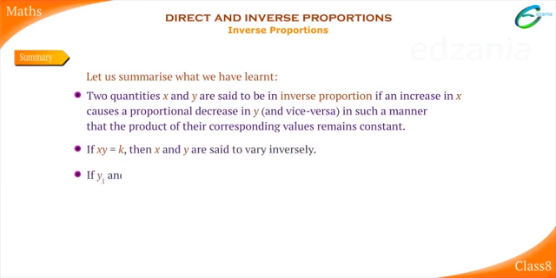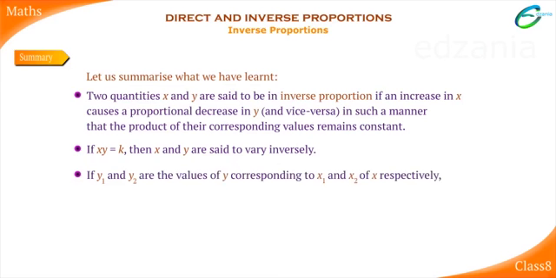If y1 and y2 are the values of y corresponding to x1 and x2 of x respectively, then x1 y1 is equal to x2 y2 equal to k, or x1 over x2 is equal to y2 over y1.